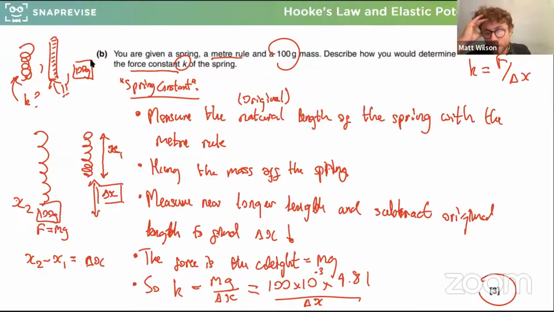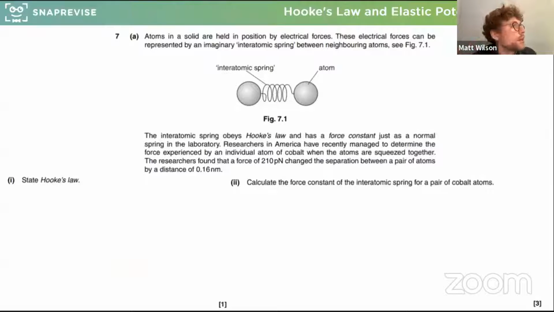I believe we have another question. Yes, we do. And it's a good one. In 7a here, we're told that atoms in a solid are held in position by electrical forces. These electrical forces can be represented by an imaginary interatomic spring between neighboring atoms. Now, this all probably feels like quite a lot of concepts, quite confusing, but let's just watch out for some of the key figures they've given us.